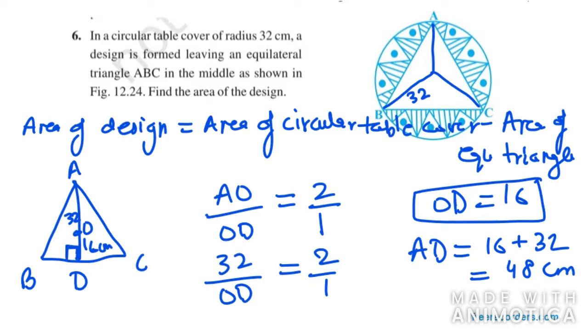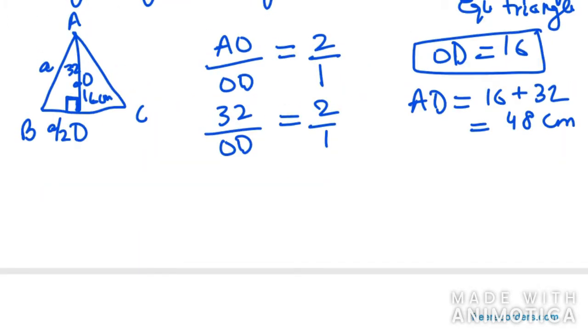As you can see, in triangle ABD, ABD is a right angle triangle, so we can use Pythagoras theorem to solve this equation. As we are taking an equilateral triangle, all the sides will be A, and as we have drawn a line AD, BD will be half of A, that is A by 2. So now I would be calculating my A.